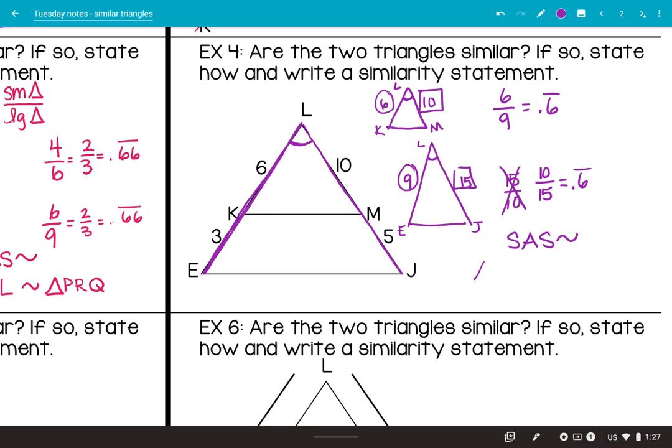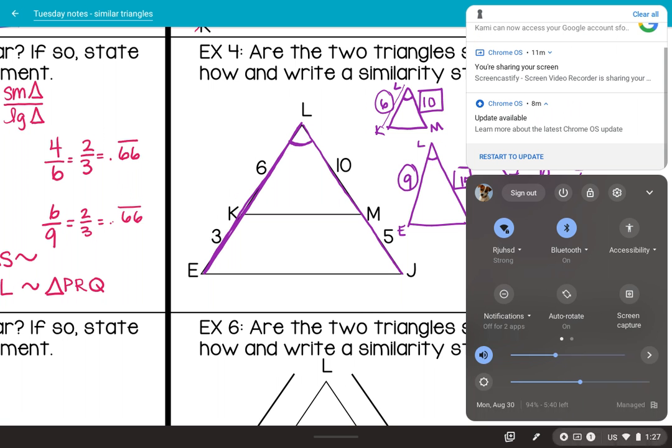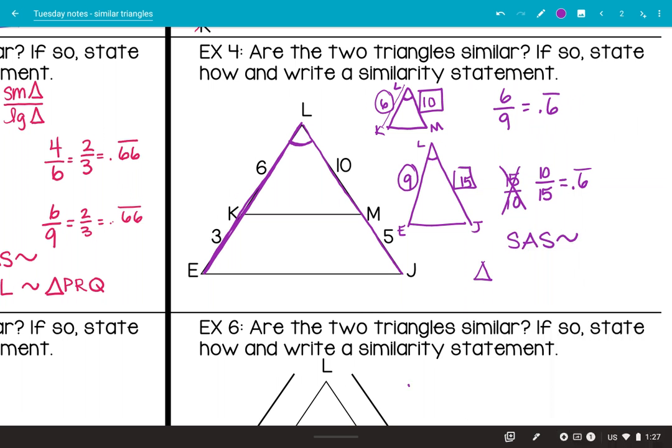And writing the statement, so triangle, I'm going to go from my small side to my similar angle. Sorry, guys, I keep hitting that one button. So I'm going to go KLM is similar to triangle ELJ, and you always have to have the triangle symbol there.